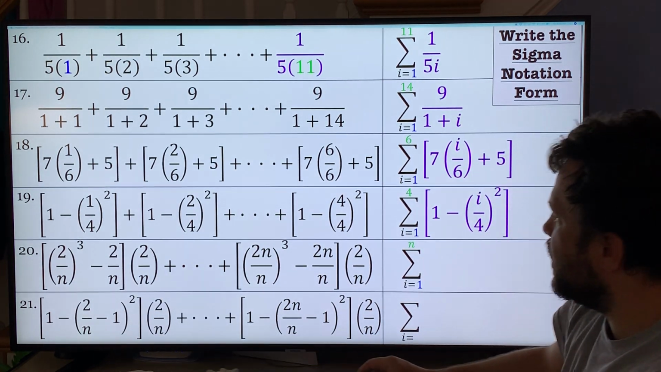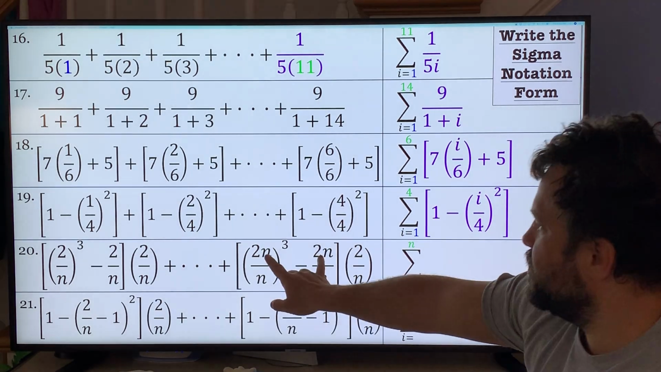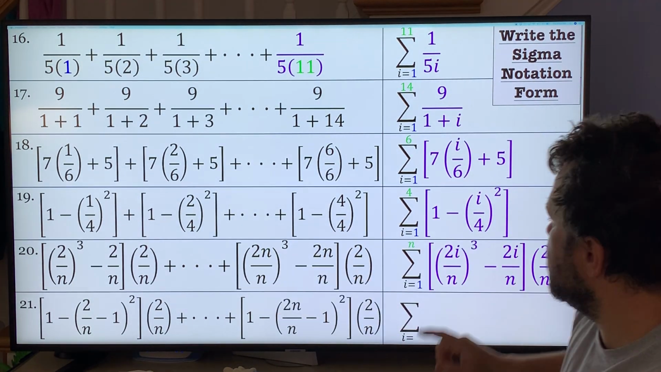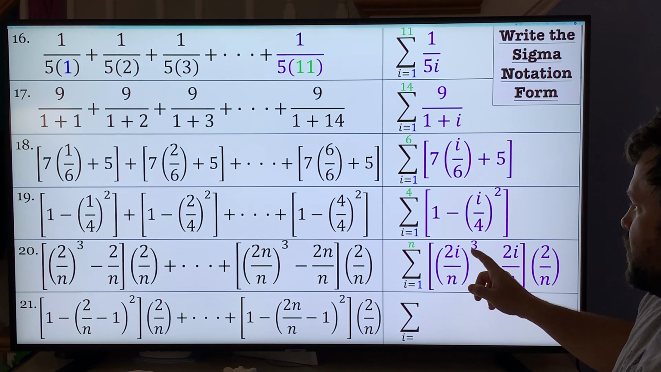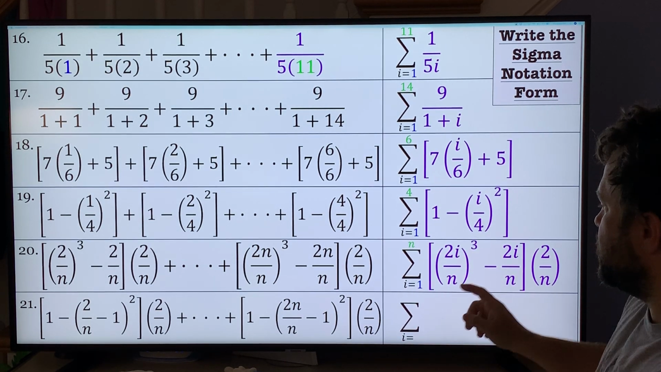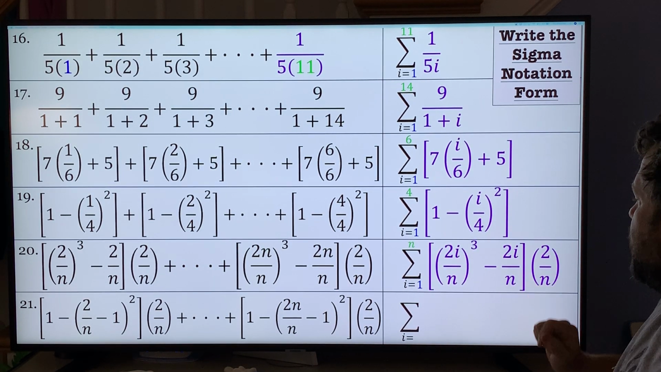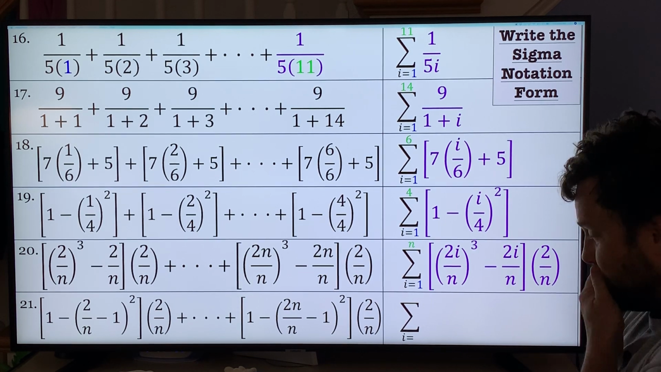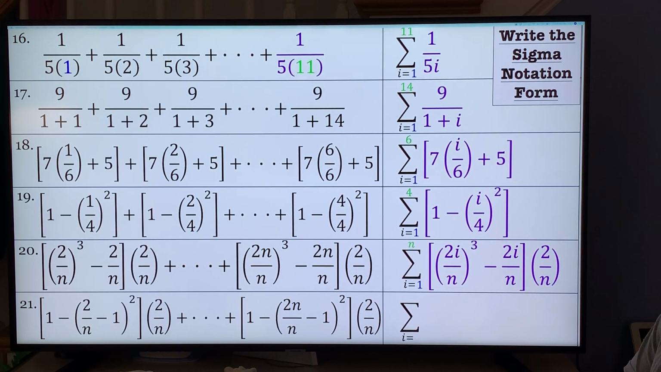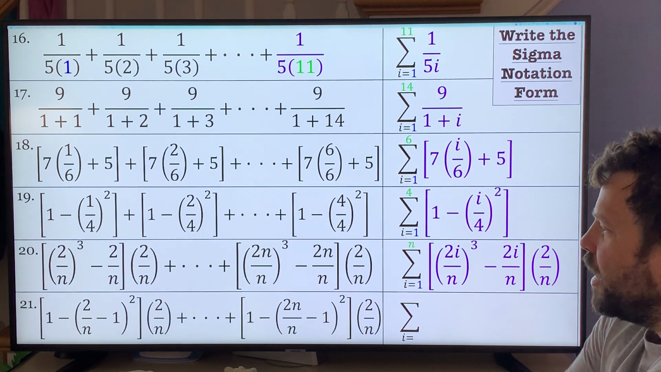Now where is our I going to be? Right here you actually have to. 2I over n cubed, because when this is 1, it's just a 2. When this is 1, it's just a 2. Minus 2 over n. See? And I know most of you got that.